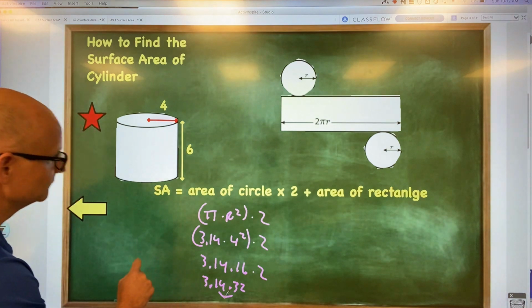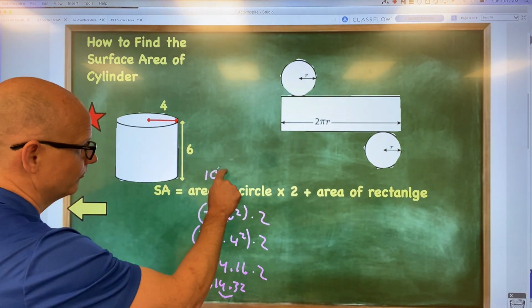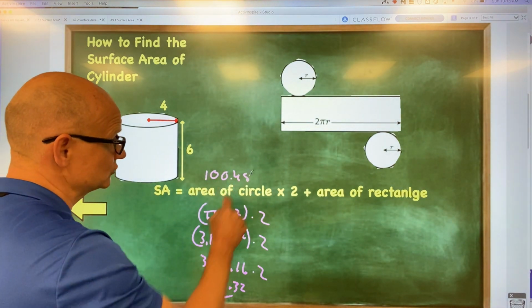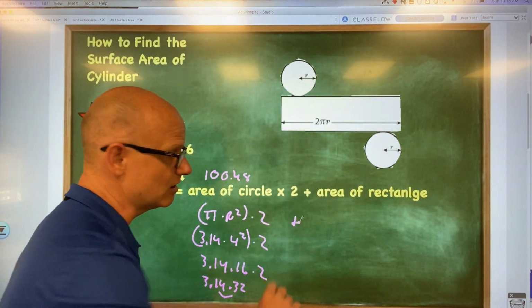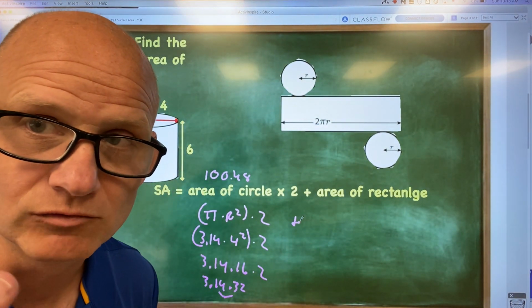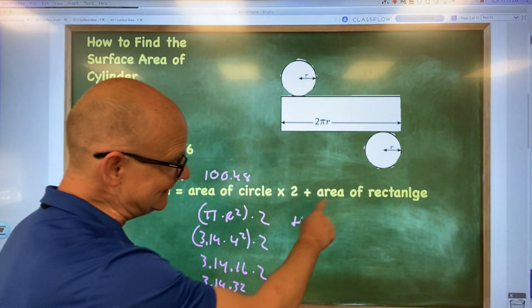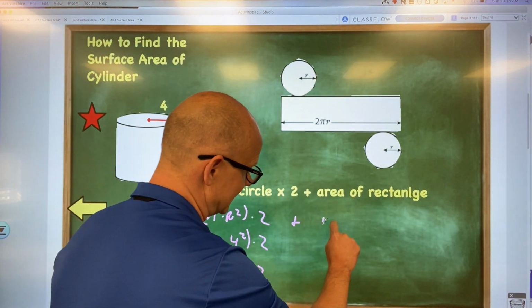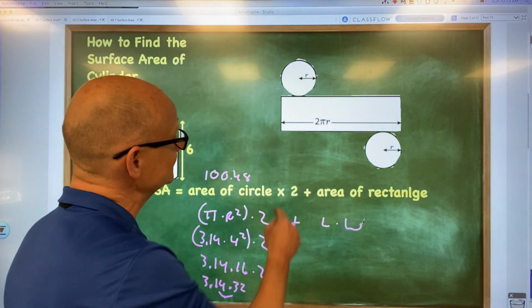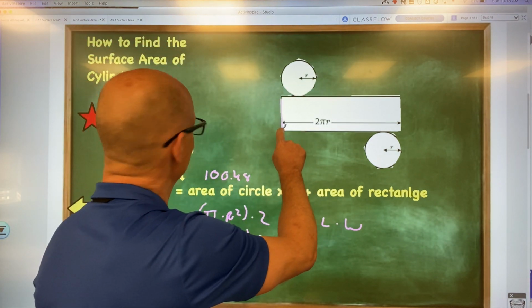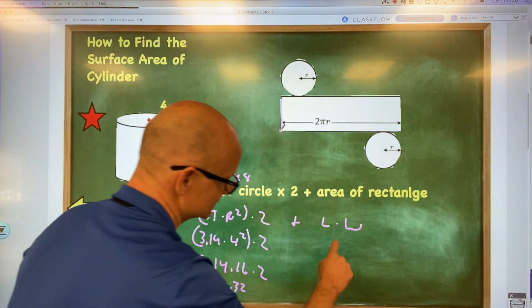Okay, so I get 100.48 for the 2 circles, the area. Plus, this is the harder part, stay engaged right here. I need the area of the rectangle, which is length times width, okay? You know that, area of rectangle is length times width. What's the width? Well, the width is the height, which is 6.